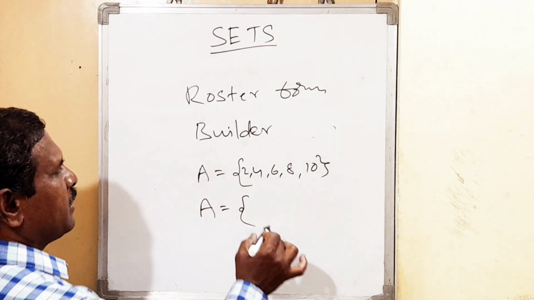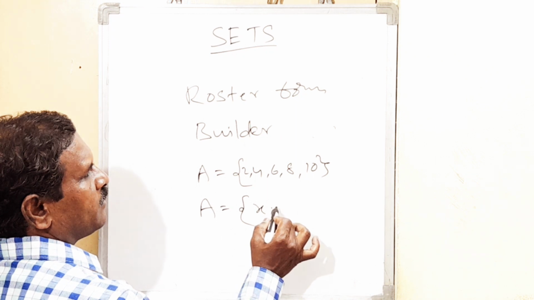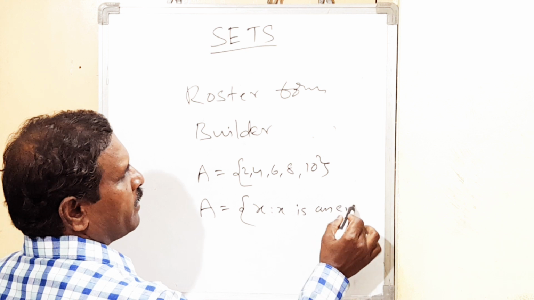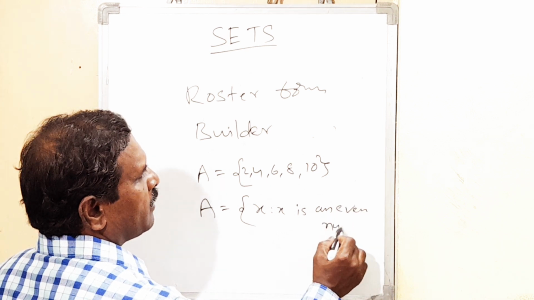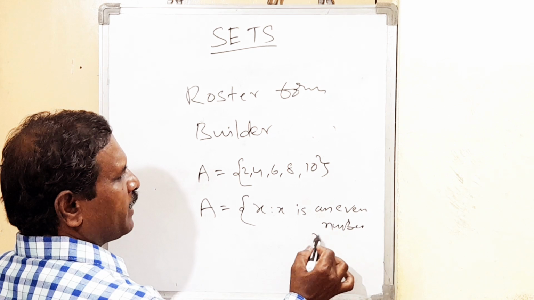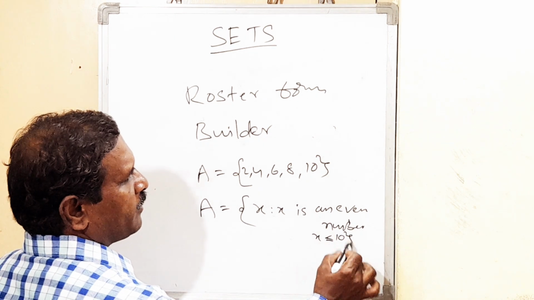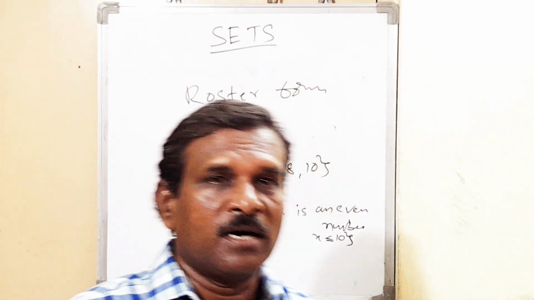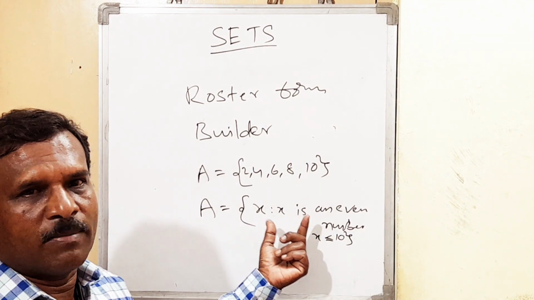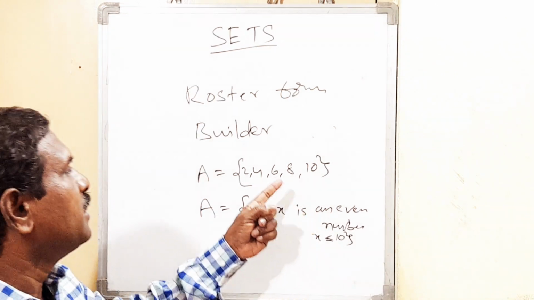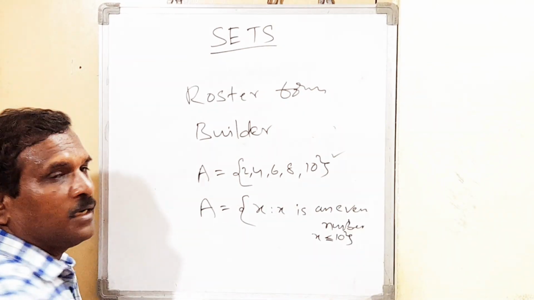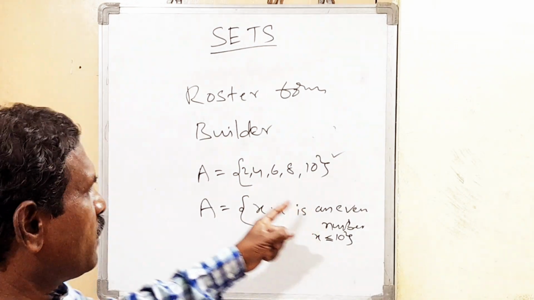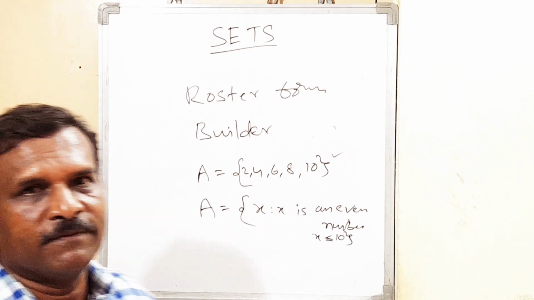So we write that {x such that x is an even number}, we read this as x such that x is an even number, and we write the property like x is less than or equal to 10. So this is the builder form. In builder form, we describe the common property of the set. If you list all the elements, that is the roster form. This is the builder form. In roster form, we write all the elements by separating with the commas.